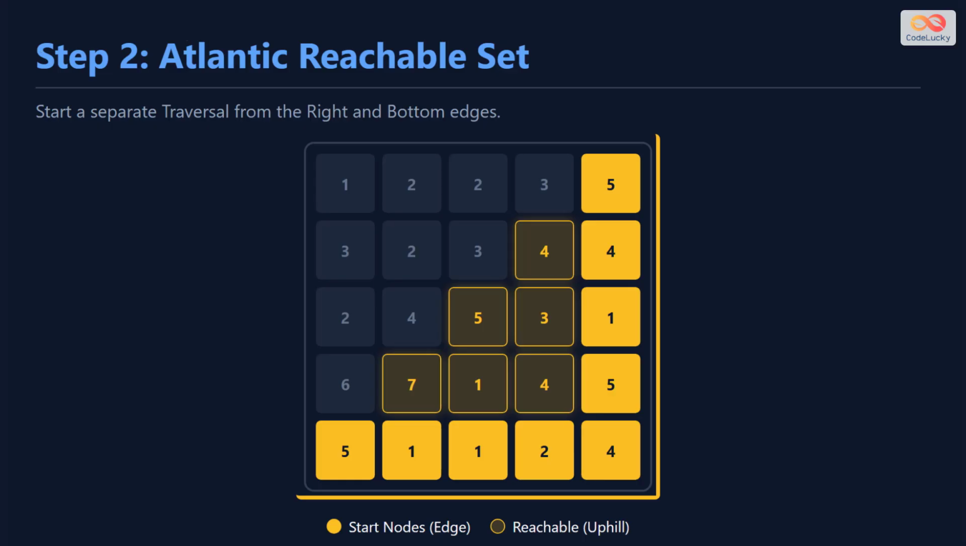Next, we do the exact same thing for the Atlantic Ocean. We start from the bottom row and right column. We move inwards, climbing uphill to higher or equal neighbors. We mark these cells as Atlantic Reachable.